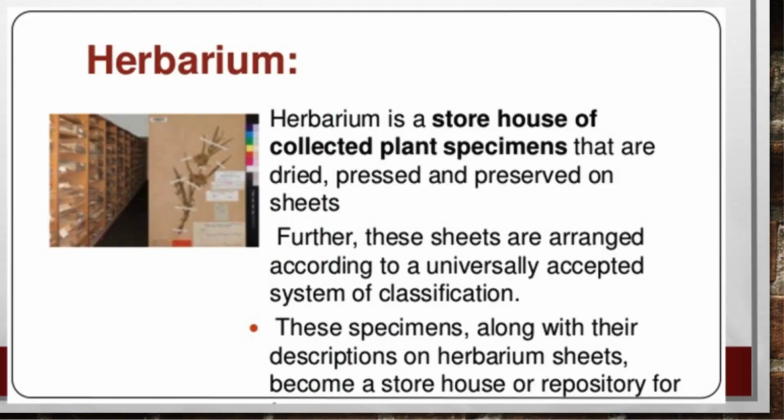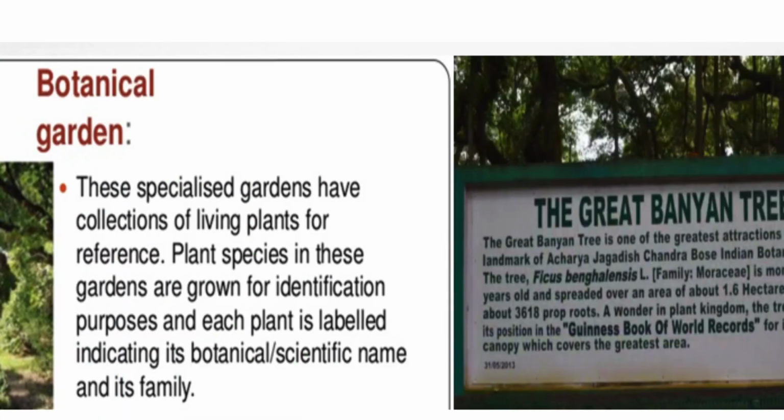Herbarium. A herbarium is a storehouse of collected plant specimens that are dried, pressed and preserved on sheets. Further, these sheets are arranged according to a universally accepted system of classification. These specimens, along with their descriptions on herbarium sheets, become a storehouse of information. Botanical gardens. These specialized gardens have collections of living plants for reference. Plant species in these gardens are grown for identification purposes, and each plant is labeled indicating its botanical or scientific name along with its family.